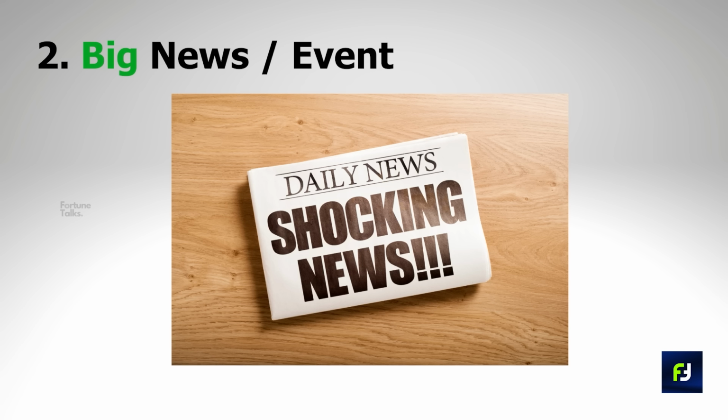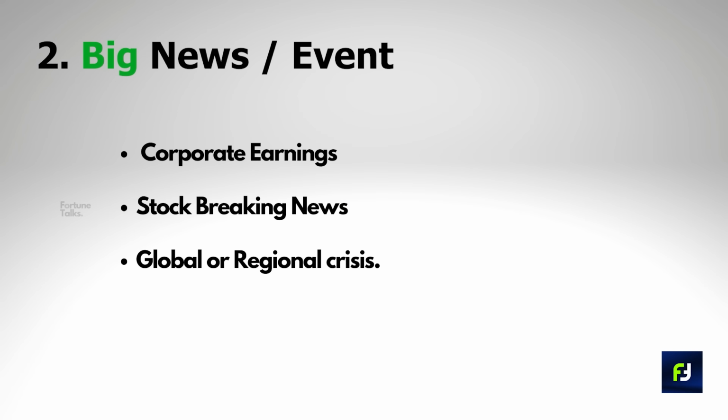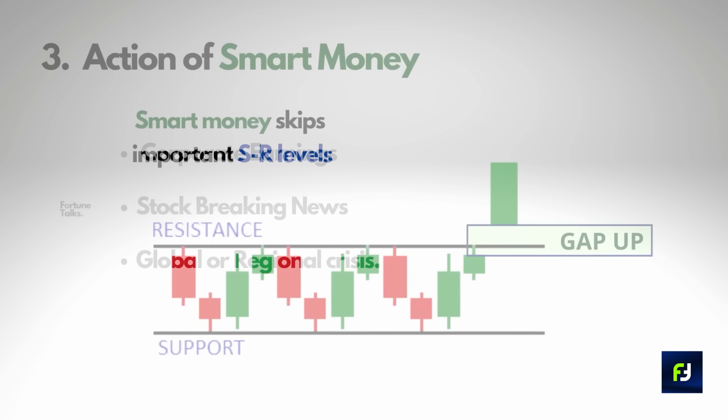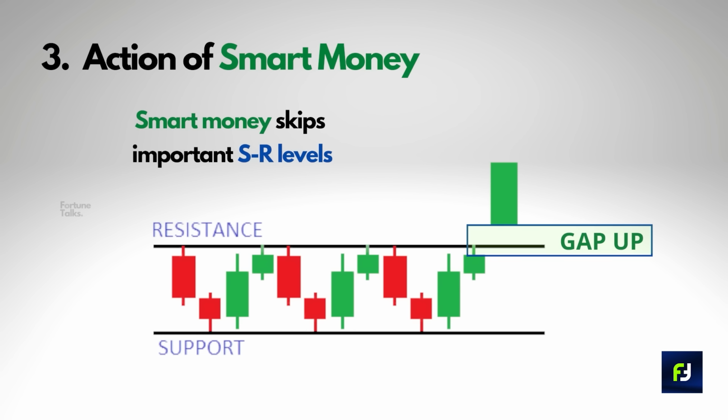Gaps usually occur when there is fresh news or a big announcement that will lead to a change in the market fundamentals, usually when the markets are closed. So when such news spreads, there is a flood of buyers or sellers waiting to buy or sell, depending upon the nature of the news. And finally, sometimes the smart money or the big institutions try to skip the important support and resistance level. For example, if they are bullish on a particular stock, they will gap up the price above the supply zone where they could have faced potential selling pressure.